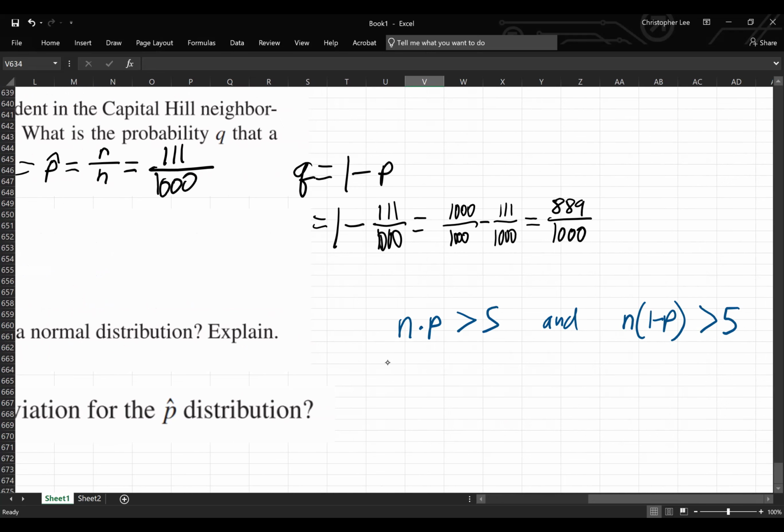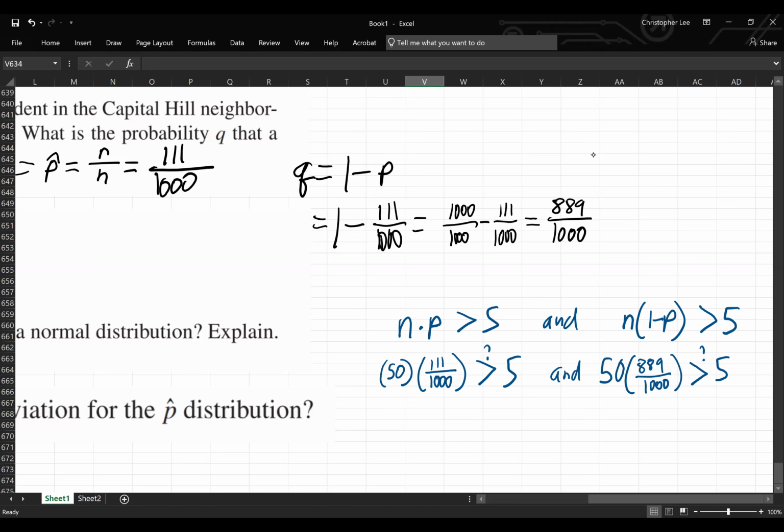So our new N that we have here is 50. And we're plugging in our P, which is 111 over 1,000. And I want to know, is that greater than 5? We're going to do the same thing on the other side. This is our 50, and then we're plugging in our Q, which is 889 over 1,000. And my question is, is this greater than 5?